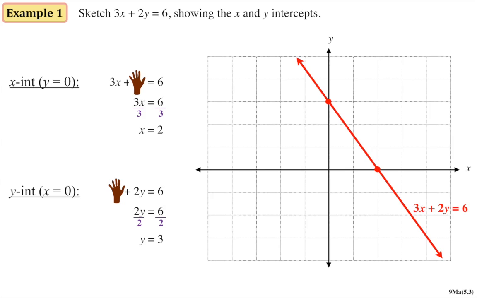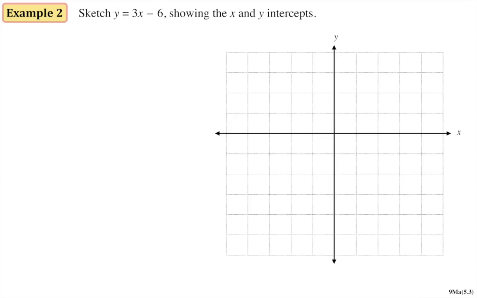Let's try another one. Example 2. Sketch y equals 3x minus 6, showing the x and y intercepts. Well, let's go through this process. How do you do it? Well, to find the x-intercept, we put our hand over the y part.